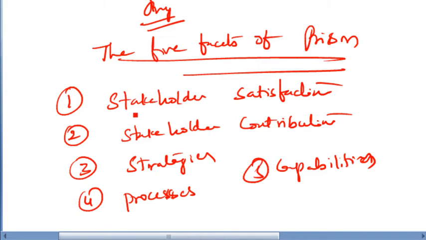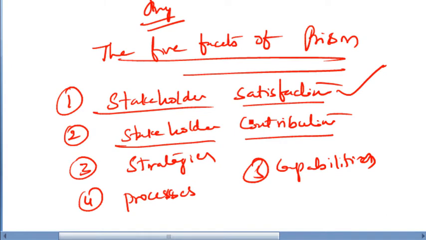So, what do you mean by stakeholder satisfaction? Who are our stakeholders? What do they want? Again, I'll repeat. The question that you need to ask yourself, meaning the company, is who are our stakeholders? What do they want? And what about the stakeholder contribution? What do we want and need from our stakeholders? So the company also has to think about what we want and need from our stakeholders.